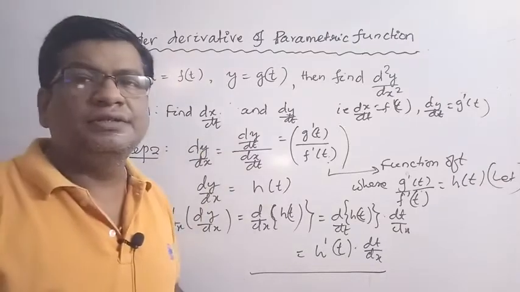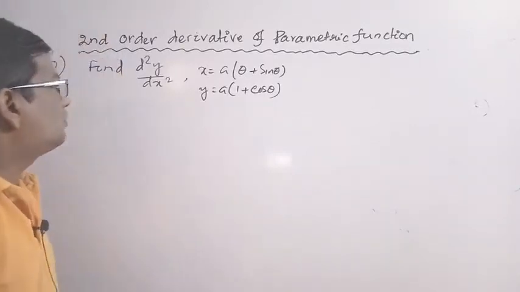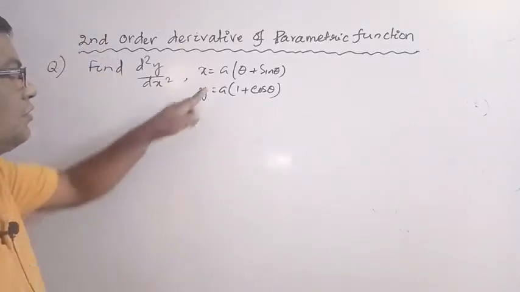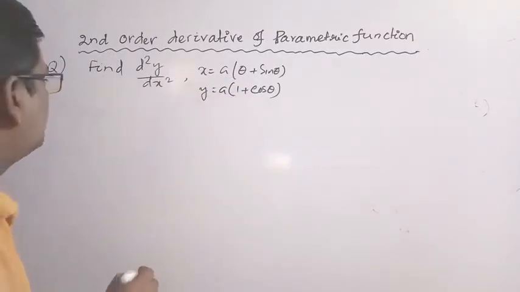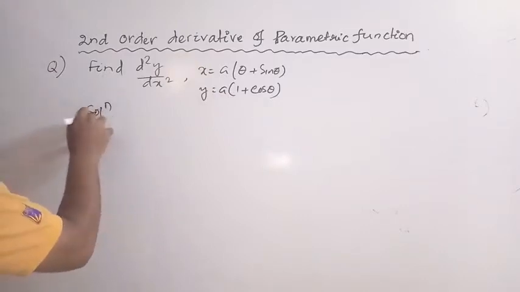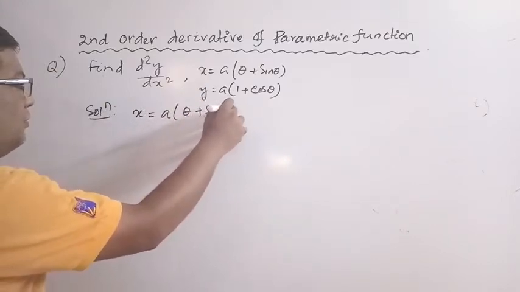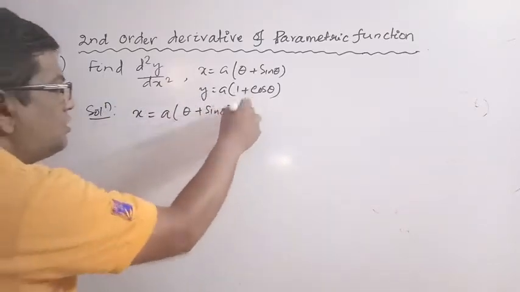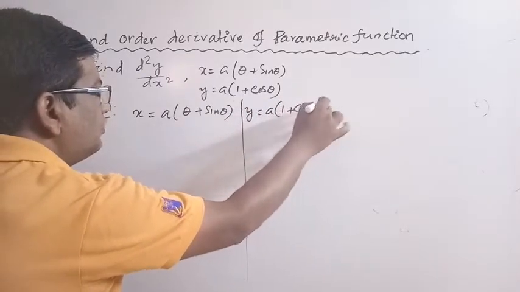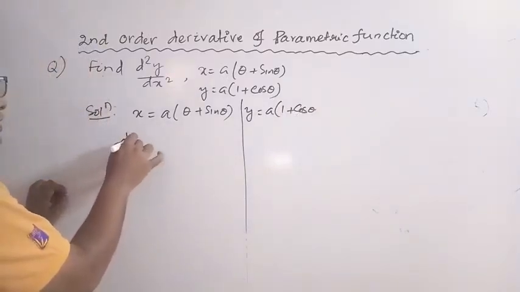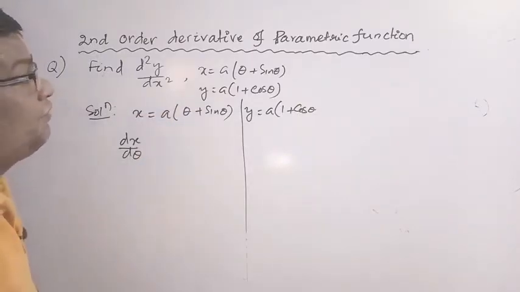Now let's see some problems. Find d square y by dx square if x is equal to a into theta plus sin theta, y is equal to a into 1 plus cos theta. Solution is: x is equal to a into theta plus sin theta, right, and y is equal to a into 1 plus cos theta. So find dx by d theta. Here it is parametric function with parameter theta.